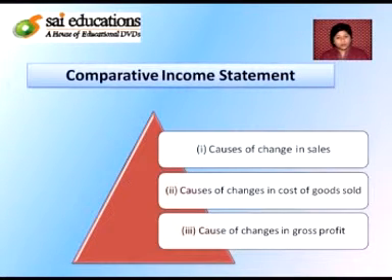Comparative income statement shows the increase or decrease in the income and expenses over a period of time. It can be prepared in absolute terms or in the percentages term. Whenever we study the comparative income statement, we must analyze what are the causes for change in sale, whether there is increase or decrease in the quantity of goods sold.